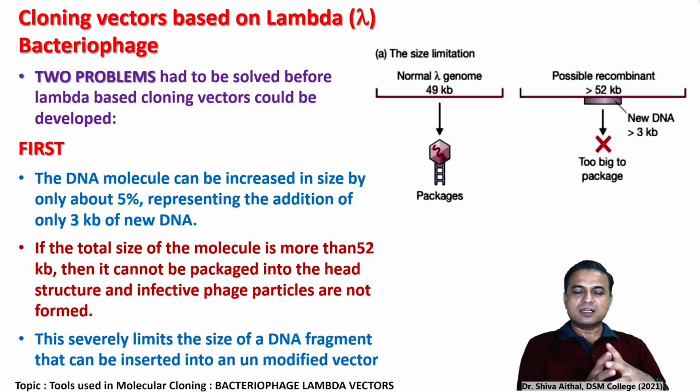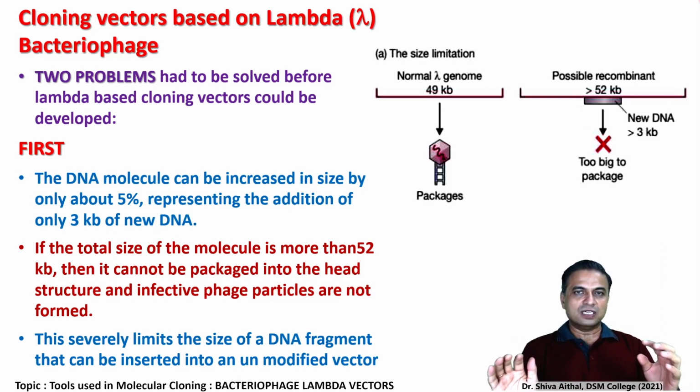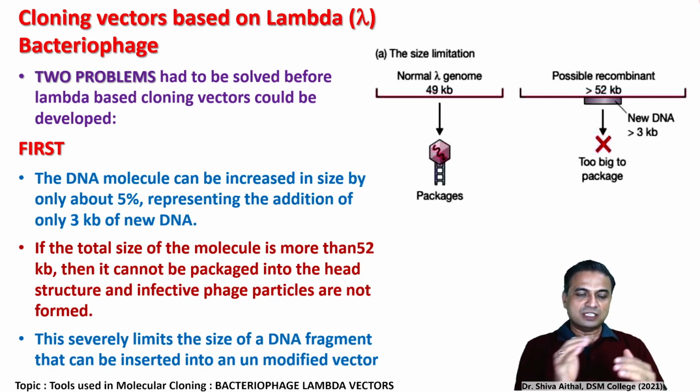Now cloning vectors which are based on lambda phages, or the bacteriophage lambda, there are two problems associated with it. What is our aim? Our aim is to use lambda phage as a vector. We are trying to replace its original length of DNA with our gene of interest. Now you have to take care that its replication proteins, its multiplication proteins, head and tail proteins should remain intact.